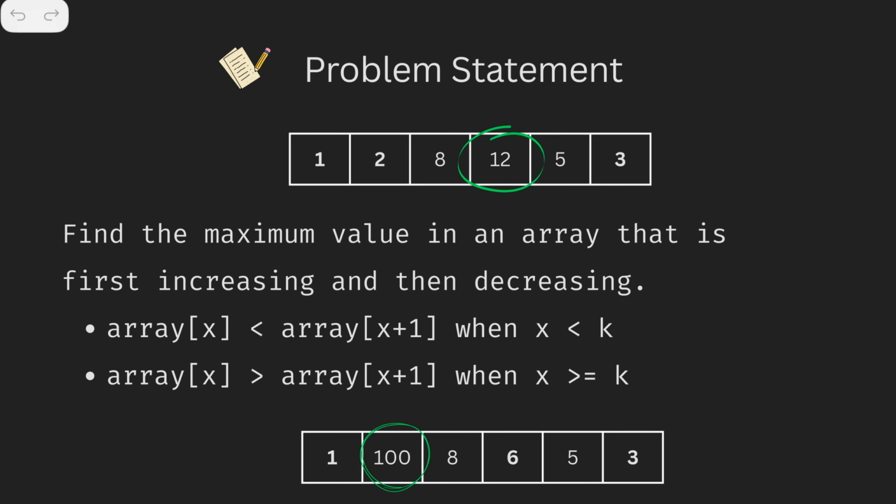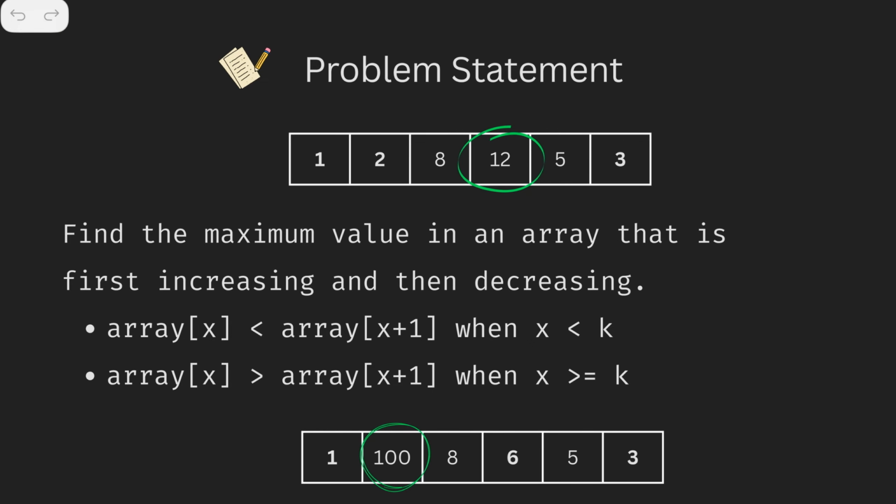We need to find the maximum value in an array that has first increasing and then decreasing numbers. That means array of x is less than array of x plus 1 till some index k. We don't know what that index is. After that, we have array of x is greater than array of x plus 1. The condition is reversed, see. That means you have increasing values and then decreasing values. And this index is going to be the kth index, and we need to find this value.